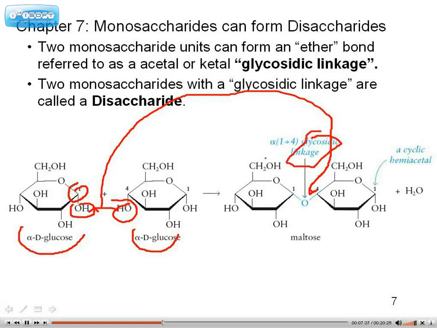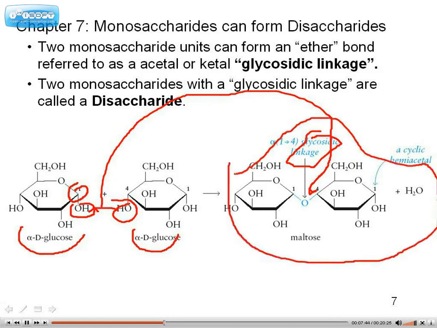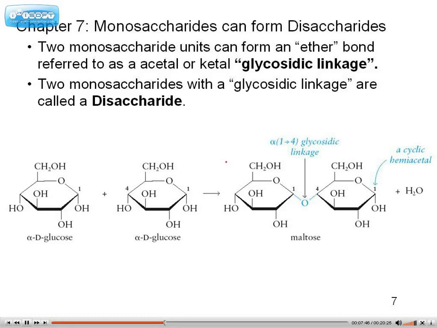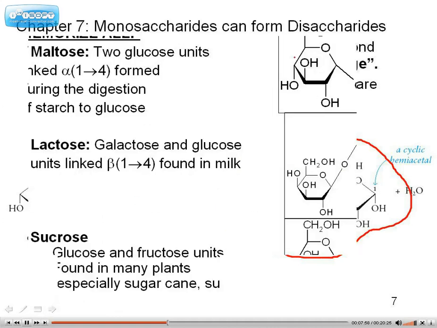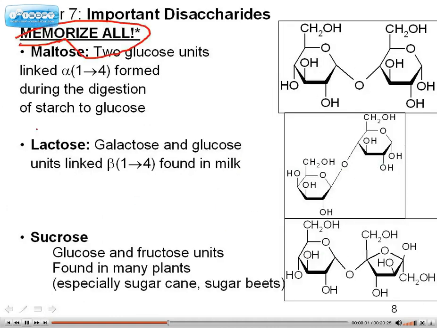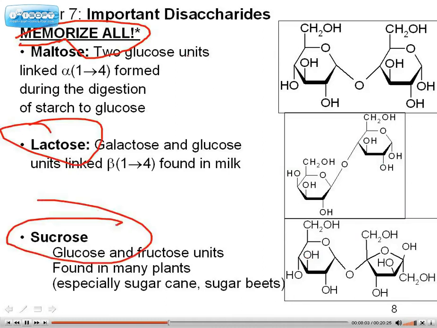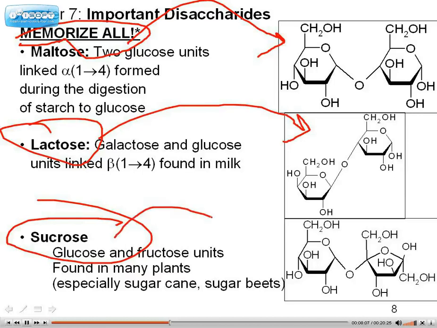Now, when you have this linkage right here, these sugar units are paired up permanently, and we call this a disaccharide. These are the 3 disaccharides you have to memorize. So know those inside and out.